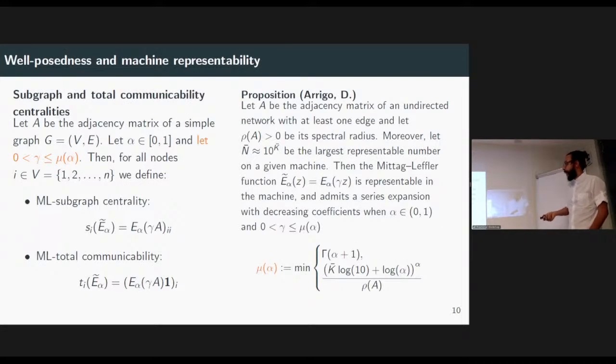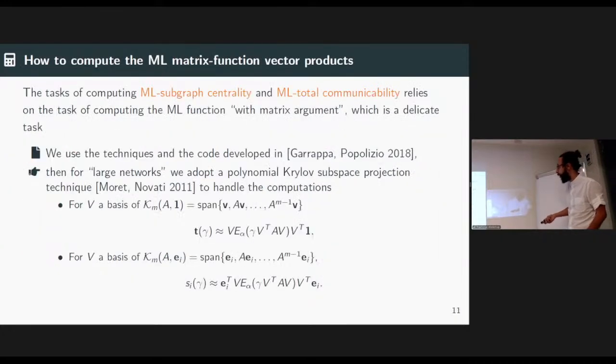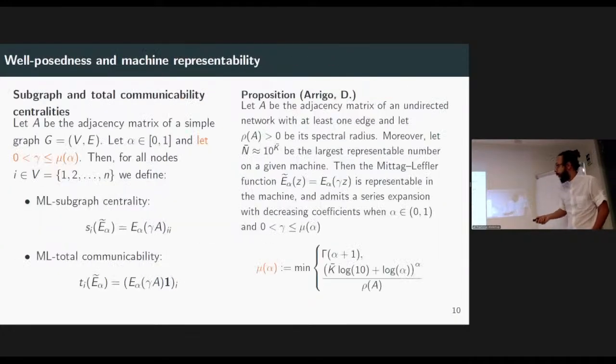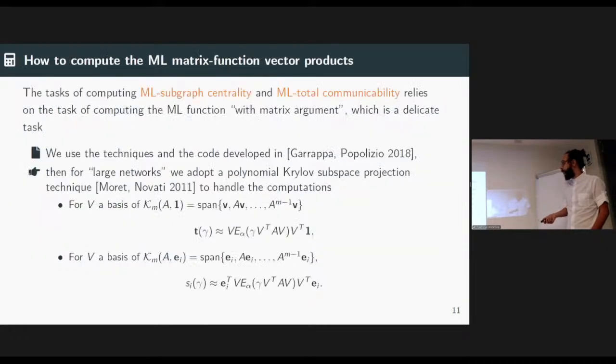So wrapping up all the definitions, what I do is I take the minimum between the two conditions, and then I can define both the subgraph centralities and the total communicability in terms of the Mittag-Leffler function. Now we have solved part of the, let's say, modelistic part. Then we need to actually compute these two measures.